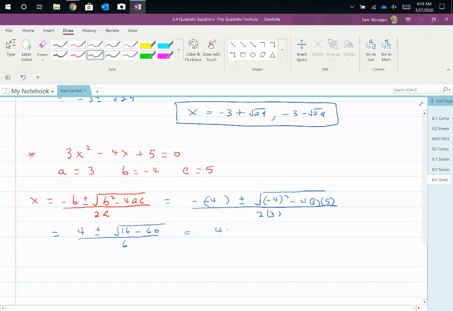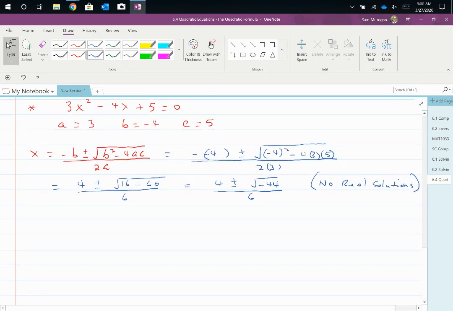So this is 4 plus or minus the square root of -44 over 6. Now, as it stands here, this has no real solutions, right? No real solutions, since we cannot take the square root of -44 and get a real number, but we can get a complex answer.